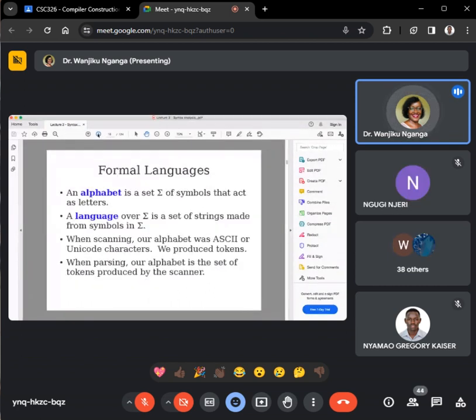So we start with the formalisms. This is just a refresher. We already know that when we are talking about scanning, the alphabet is basically a set of symbols that act as letters. And a language over a certain alphabet is basically the set of strings that can be formed by combining symbols from the alphabet. So when we're building our scanner, we're using either ASCII or Unicode characters as our alphabet.